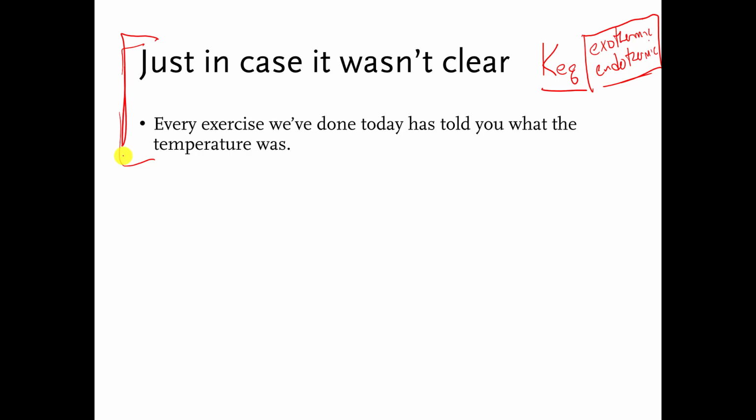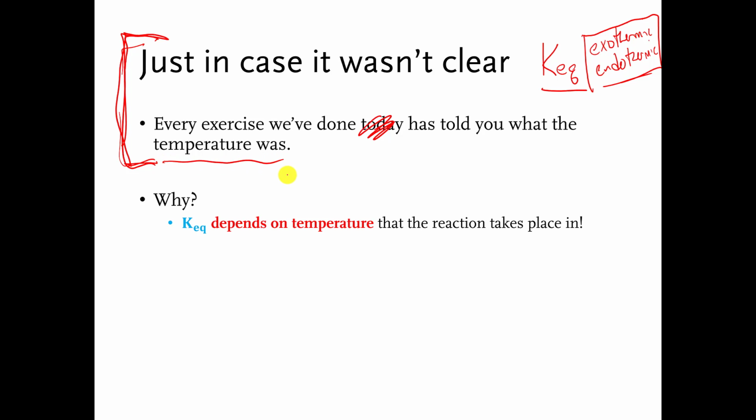Now, as far as this slide is concerned, just in case it was not clear, every exercise that we've done in these videos has told you what the temperature was. And there's a reason for this. The reason is that the equilibrium constant for a reaction depends on the temperature. In other words, if you make a reaction take place at a higher temperature, the equilibrium constant will probably change. If you make it take place at a lower temperature, the equilibrium constant will probably change. And this is actually going to relate back to endothermic and exothermic.